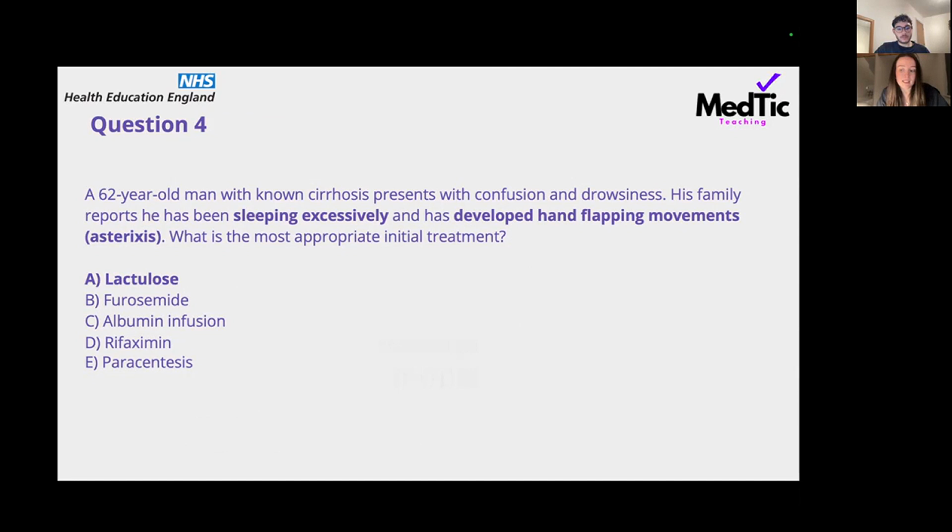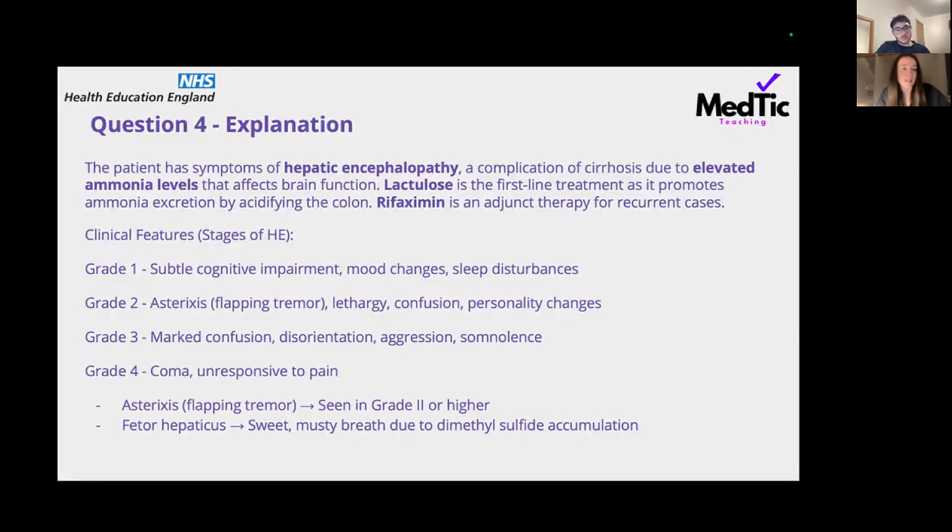So the answer in this case is lactulose, so A. This patient's presented with symptoms of hepatic encephalopathy. That's a complication of cirrhosis, so scarring of the liver. It presents when somebody's got elevated ammonia levels, which crosses the blood-brain barrier and affects somebody's brain function. So it can cause them to become confused, sleepy as well, like we said in the stem.